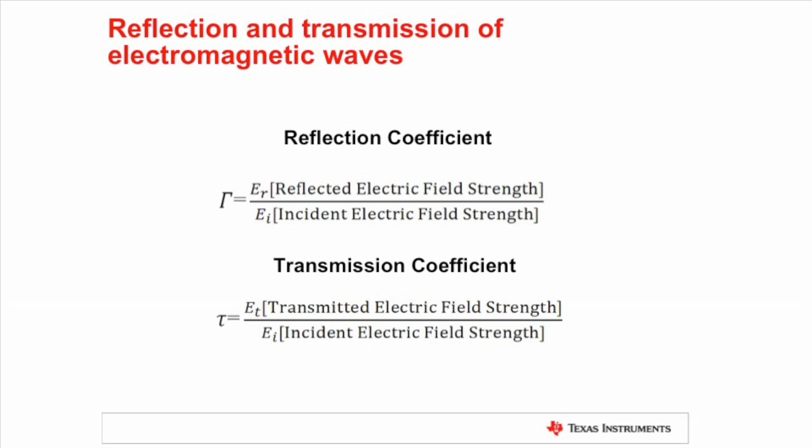Reflections due to impedance mismatch can be better understood by looking into electromagnetic wave interaction at the impedance mismatch planes. Interaction of the electromagnetic waves at the mismatch planes leads to the reflection and transmission of waves at the boundaries of medium, which is quantized in terms of reflection and transmission coefficient. The reflection coefficient is the ratio of reflected to the incident electric field strength, and the transmission coefficient is the ratio of the transmitted to the incident electric field strength.